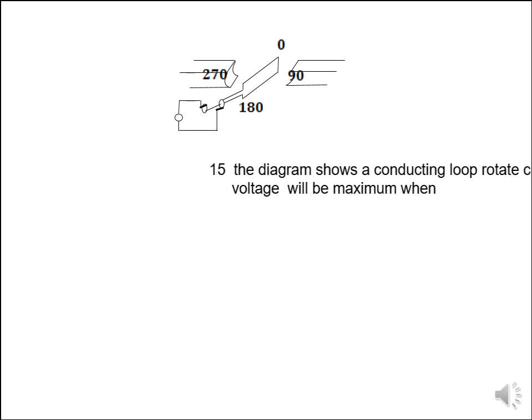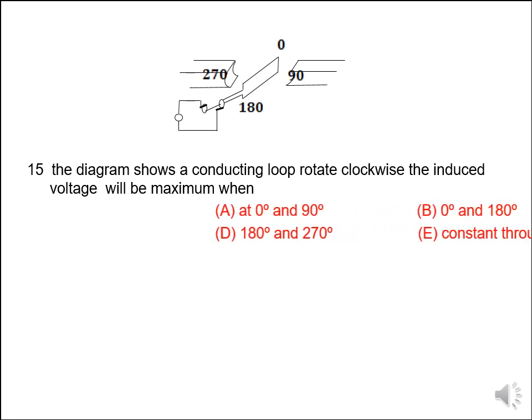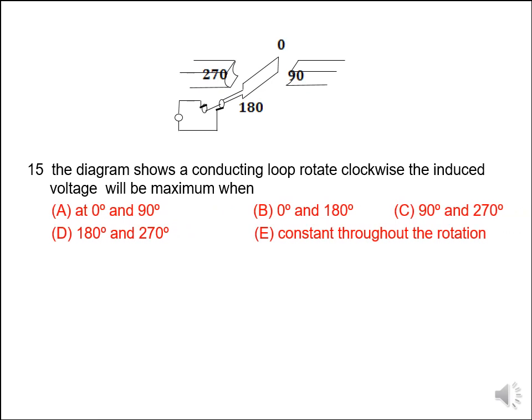The diagram shows a conducting loop rotate clockwise. The induced voltage will be maximum when مديني التشويسز. امتى الinduced EMF maximum؟ لما يكون الكويل in the same plane of magnetic flux، لما يكون عامل انجل 90 and 270. لما يكون الكويل in the same plane of magnetic flux يبقى يديني maximum induced EMF.